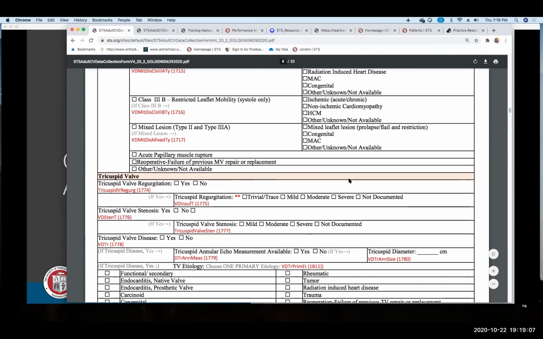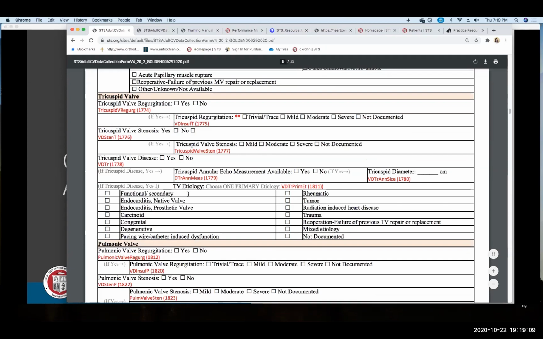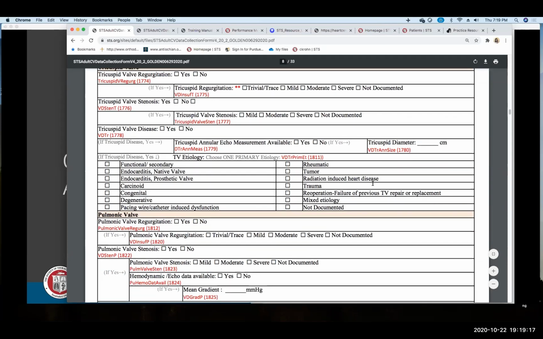And then, of course, the tricuspid and the pulmonic valve, same types of setups with the regurgitation, stenosis, and then the echo measurements if they're available, and the disease etiology.